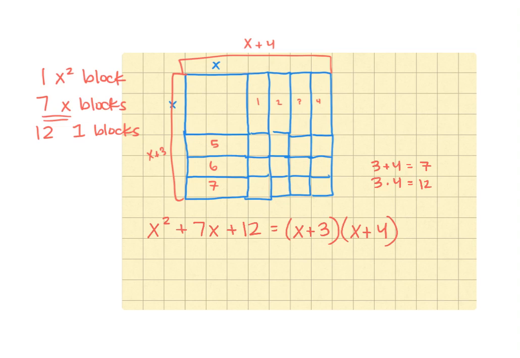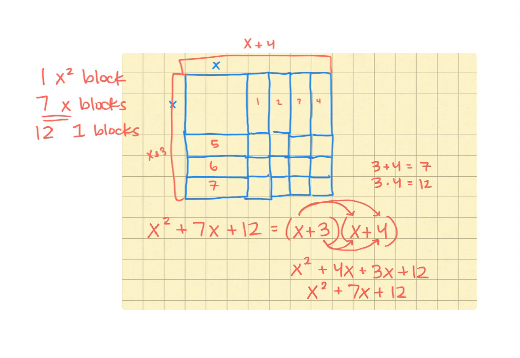So if we were to multiply the binomials, which is what we did in our lesson yesterday, we see that when we multiply, we take that X and we do it times X, which is X squared, and then times 4, which is 4X. And then we've got to take the 3 and multiply it by both parts. So this would be 3X plus 12. And we combine like terms and we get X squared plus 7X plus 12.